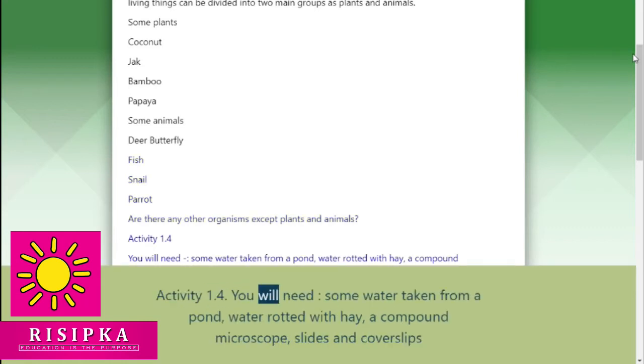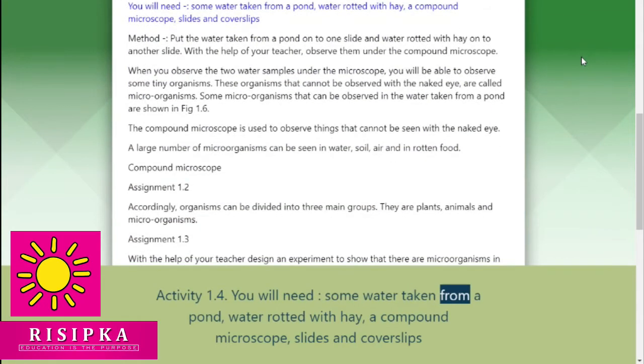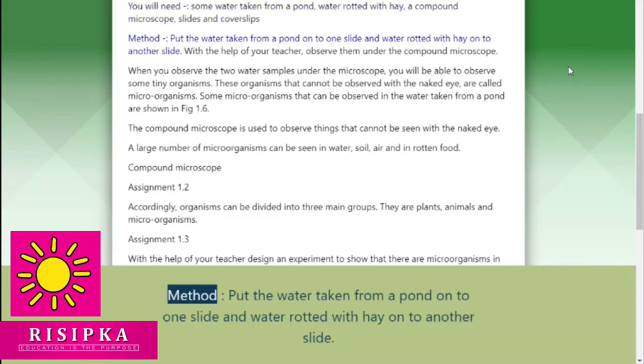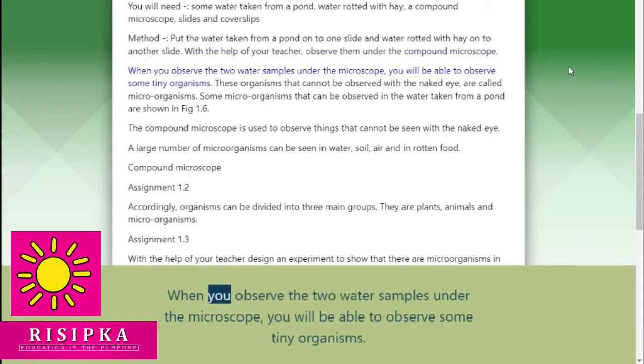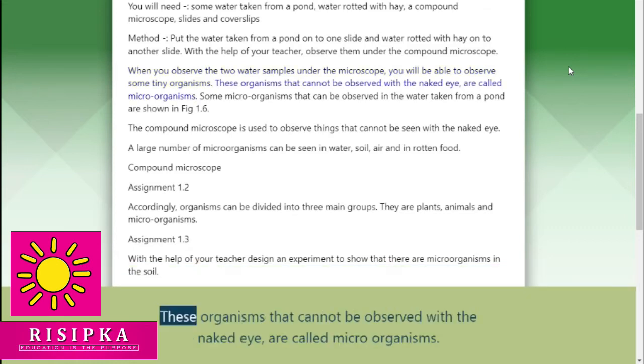Activity 1.4. You will need some water taken from a pond, water rotted with hay, a compound microscope, slides and cover slips. Method: put the water taken from a pond onto one slide and water rotted with hay onto another slide. With the help of your teacher, observe them under the compound microscope. When you observe the two water samples under the microscope, you will be able to observe some tiny organisms. These organisms that cannot be observed with the naked eye are called microorganisms.